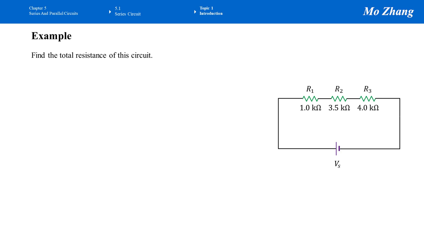First, let's write down the equation. There are three resistors connected in series. We only need three terms of that general formula. RT equals R1 plus R2 plus R3. And then we just substitute the values. R1 is 1.0 k ohm, R2 is 3.5 k ohm, and R3 is 4.0 k ohm. Adding them up, the total resistance RT equals 8.5 kilo ohm.